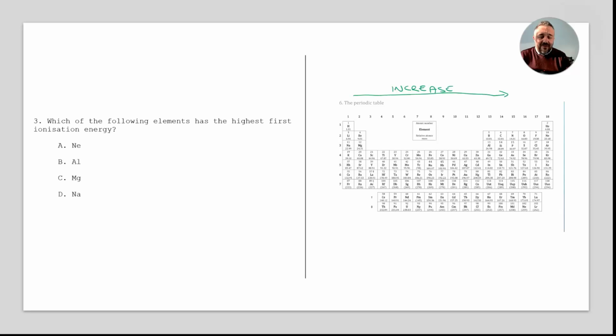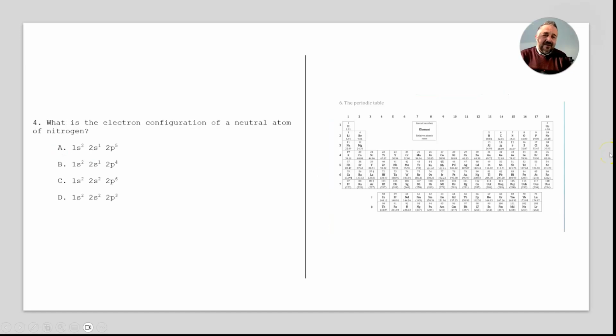First we're looking to see if we recognize the trend. As we move left to right, the first ionization energy increases. As we move bottom to top, using our periods and the groups respectively, it increases. That means it has to be neon, because neon is in this corner as we go up and across.